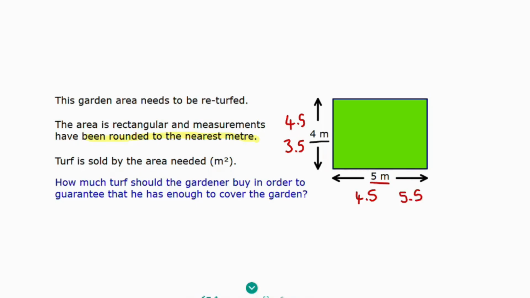Turf is sold by the area needed in metres squared. How much turf should the gardener buy in order to guarantee that he has enough to cover? So he's going to have to find the upper bound, right? He needs the maximum possible to ensure he has enough. So to get the maximum, makes sense, doesn't it? We're going to use an upper bound and an upper bound. Find area we times. So it's going to be 4.5 times 5.5, which is 24.75 metres squared.